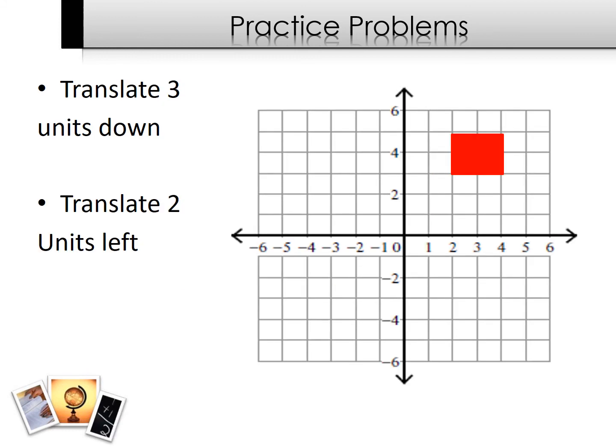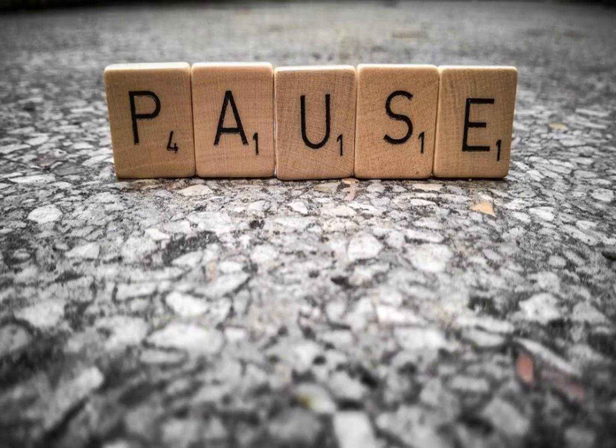Okay. The last image that we've got is this red rectangle here, or I guess it's almost a square, but it's a rectangle. And we're going to translate it 3 units down and 2 units to the left. So look at the vertices: over 2, up 3; 4, 3; 4, 5; and 2, 5. What would those new vertices be if we translate the whole thing 3 units down and 2 units to the left? Pause the video.